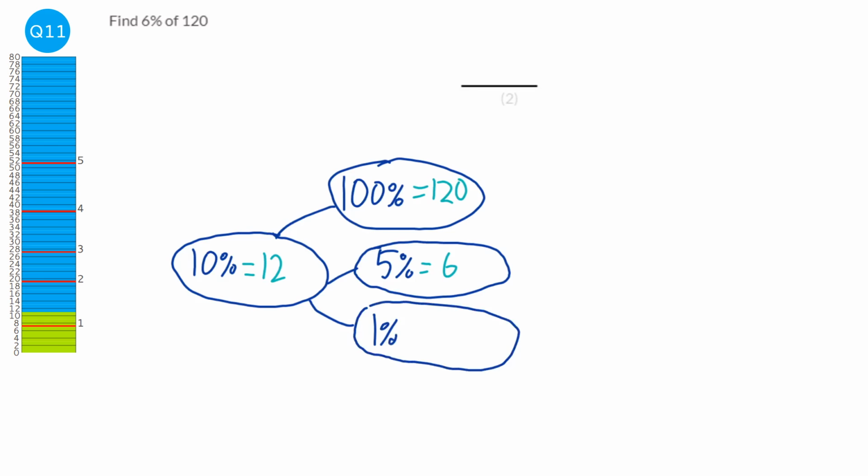So to find out what 1% is, we just divide the 10% by 10 and get 1.2. So to get the 6%, we're going to add the 5% and the 1%. So we're going to add the 6 and the 1.2. And so we just do 6 plus 1.2, which is just going to be 7.2. And that's our answer.